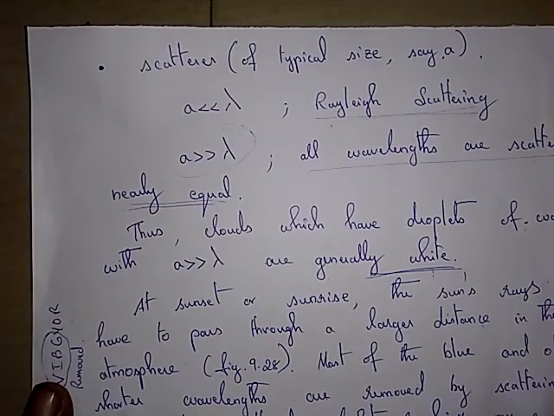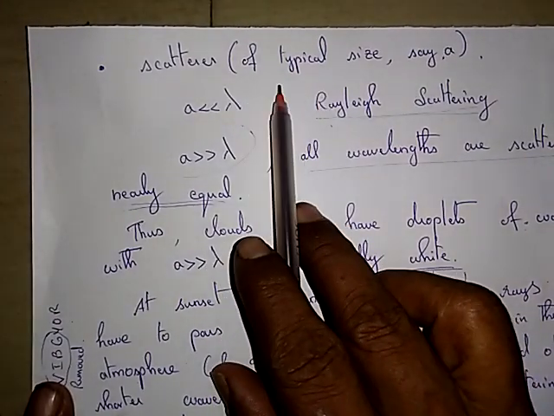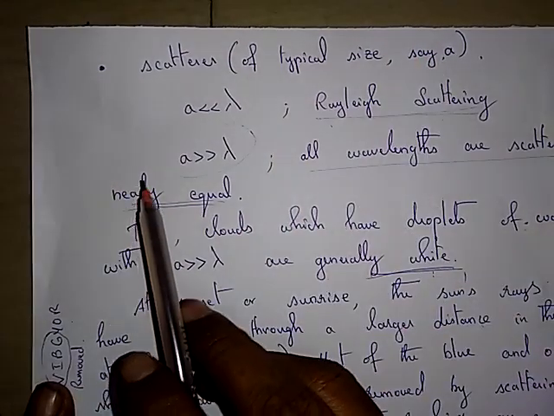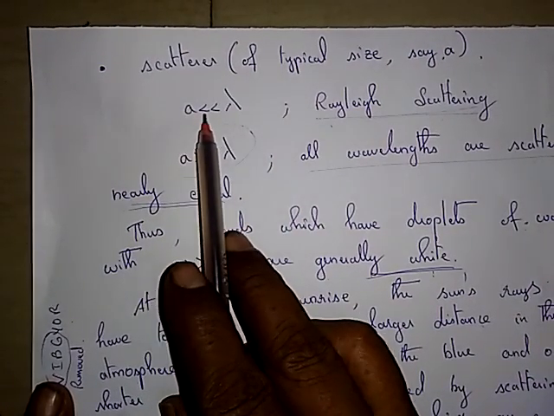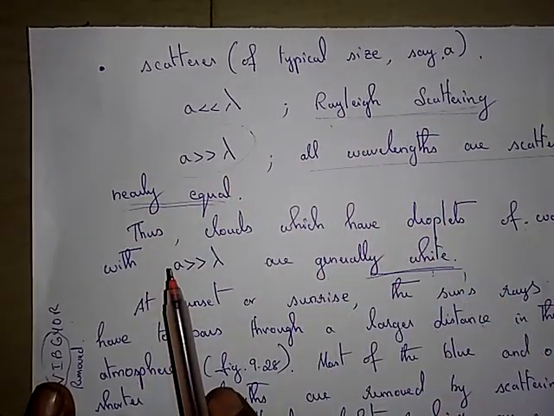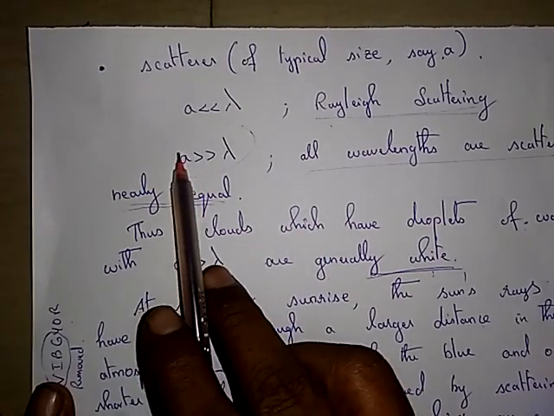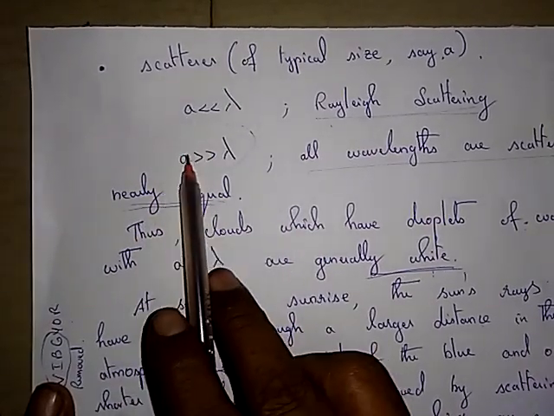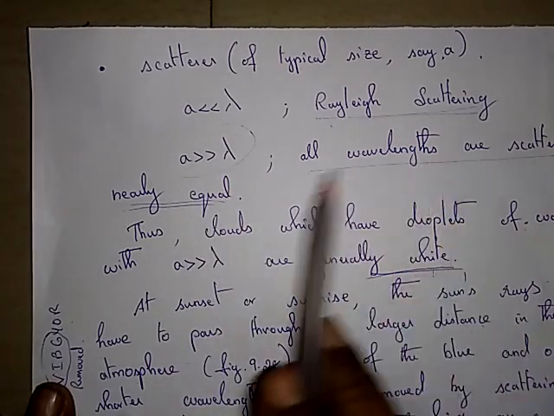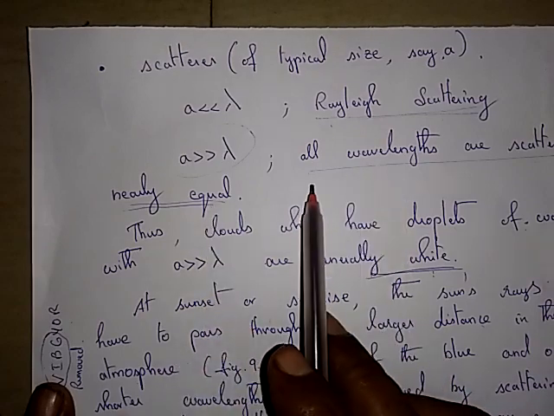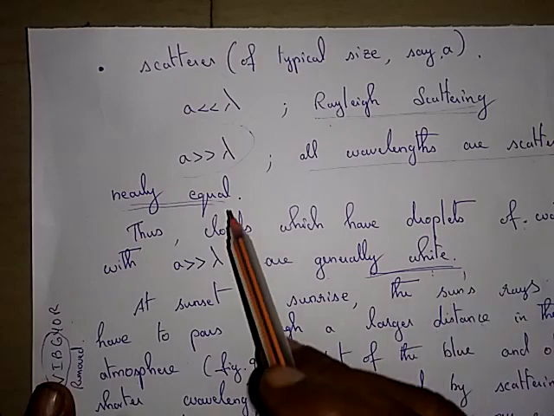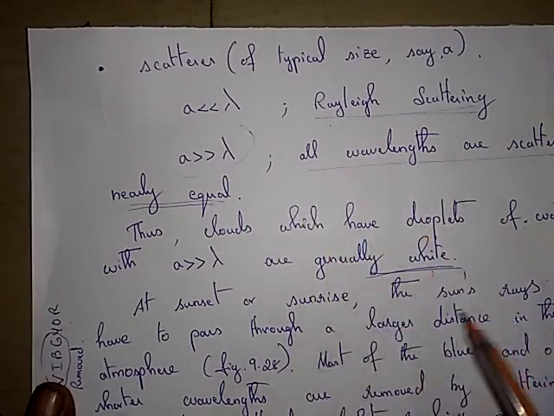Scatterer. The particles, the water particles in the atmosphere, let the size of the particle be A. If that size of the scatterer A is very much less than lambda, we can apply Rayleigh's scattering formula directly. Suppose the particle size is very big, that is very much greater than lambda, all wavelengths are scattered nearly equally. That means whether it is violet or red, all the wavelengths are scattered equally. Therefore, when these wavelengths are combined together, we get white.